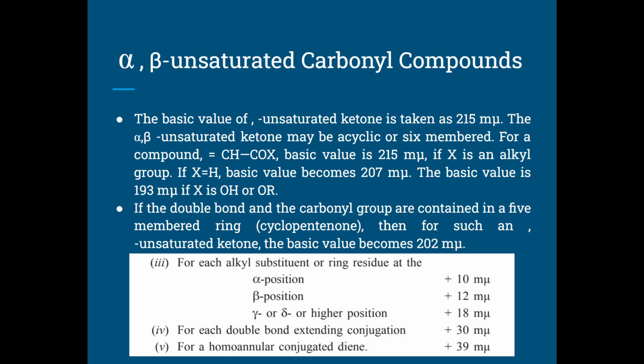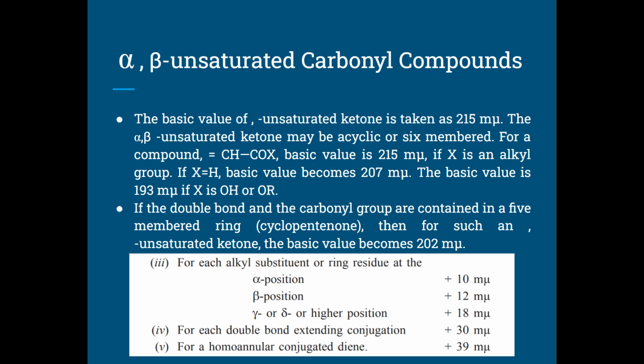If X is H, it is aldehyde. If X is alkyl group, then it is ketone. And if it is your OR group, then it is an ester. If it is OH, then it is carboxylic acid. So different cases के लिए different values होती है. And हम generally deal करेंगे with ketone. So 215 will be the value for it.